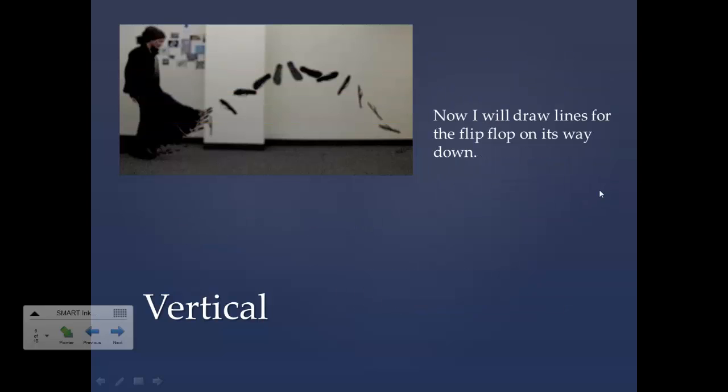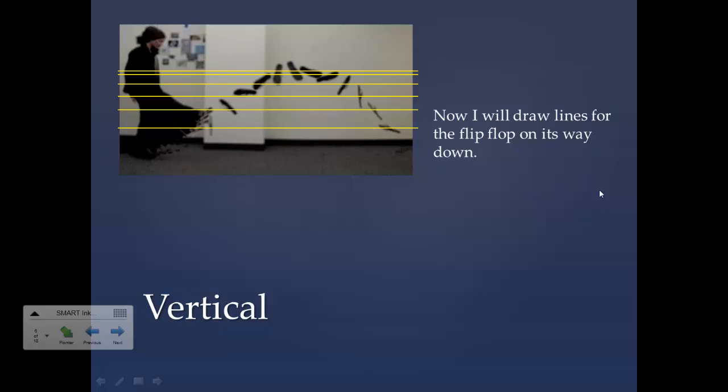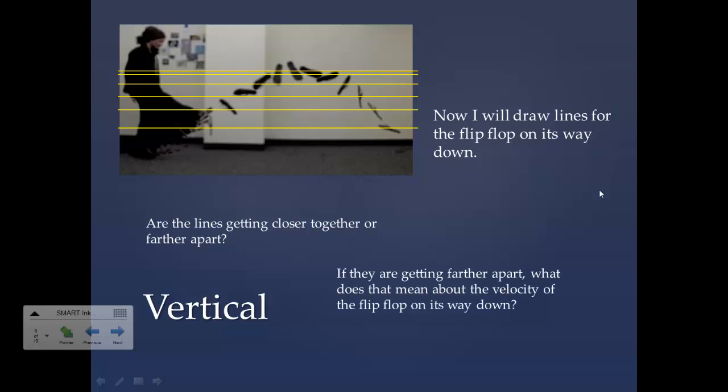Now I'll draw lines for the flip-flop on its way down. Are these lines getting closer together or farther apart? If they're getting farther apart, what does that mean about the velocity of the flip-flop on its way down?